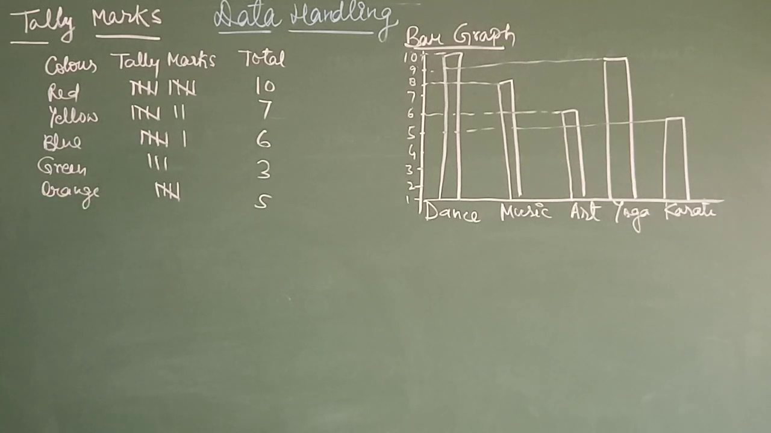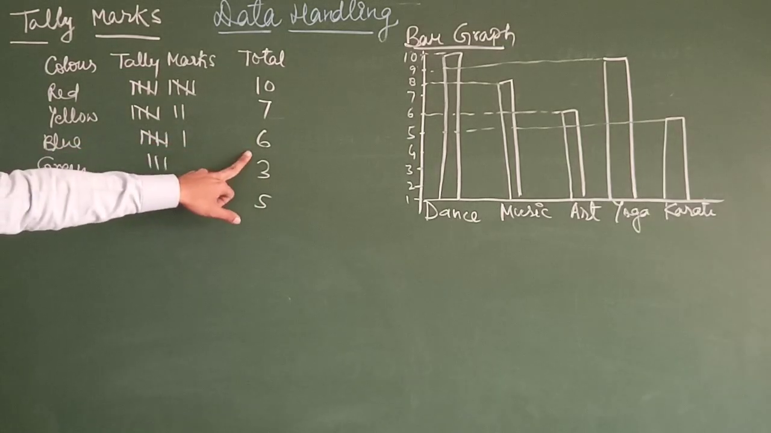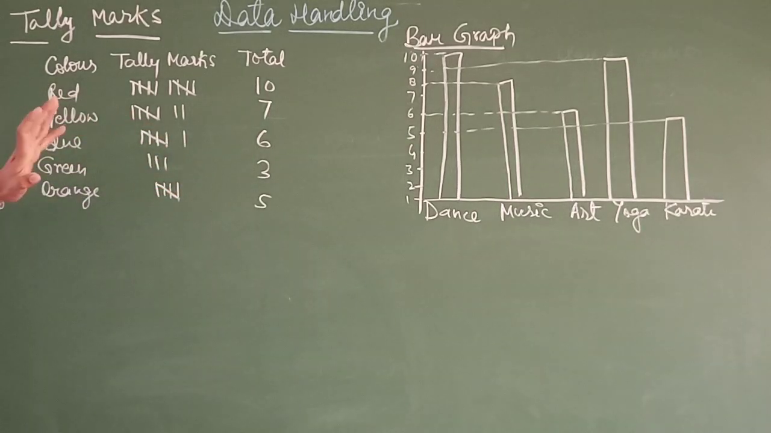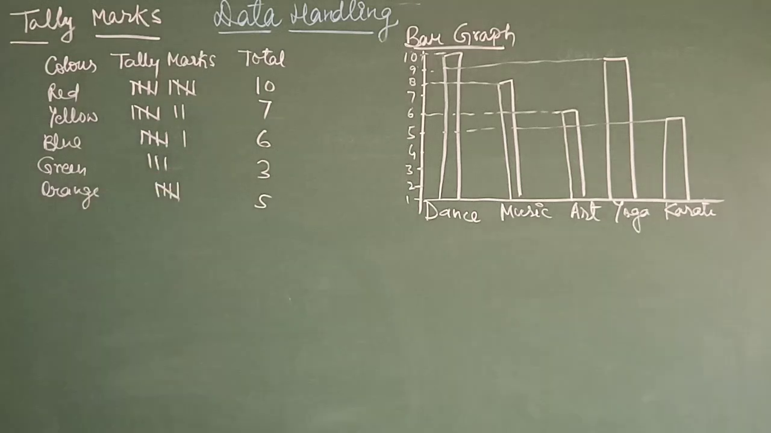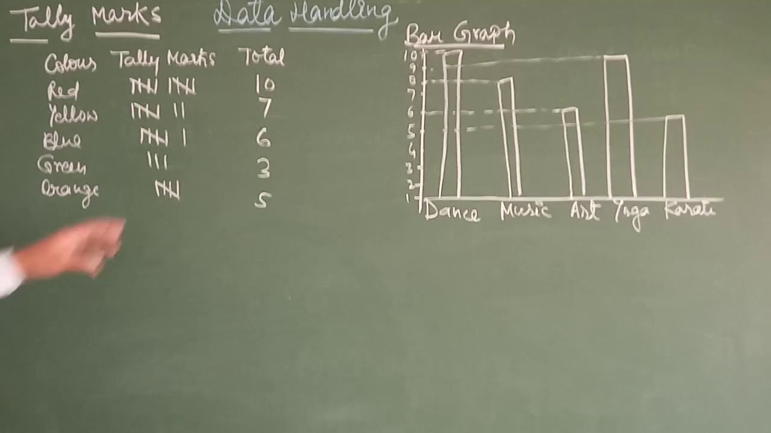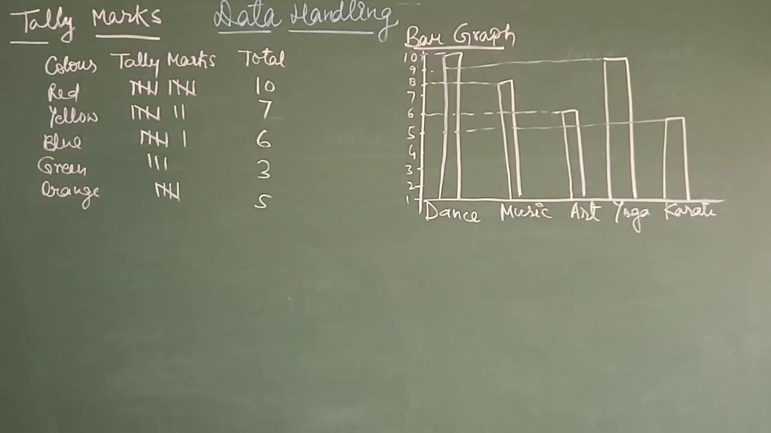How many students have blue as their favorite color? There are 6 students. Which color is the favorite of the most number of students? That is red, with 10. Which color is the favorite of the least number of students? That is green, and the number of students is 3. How many students have yellow as their favorite color? That is 7. And which color is the favorite of only 5 students?